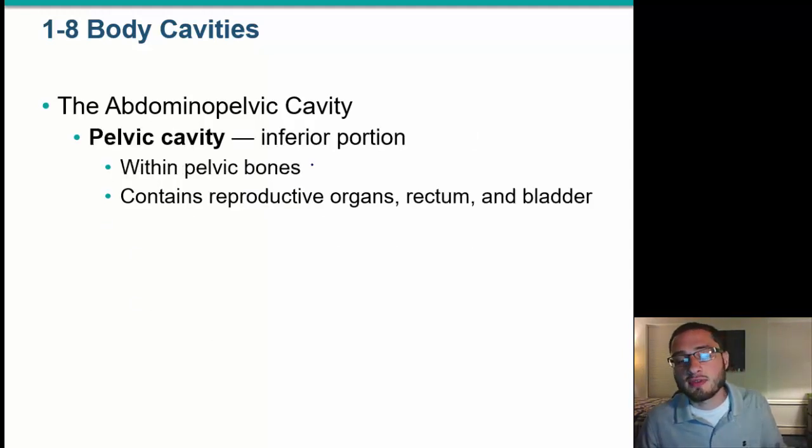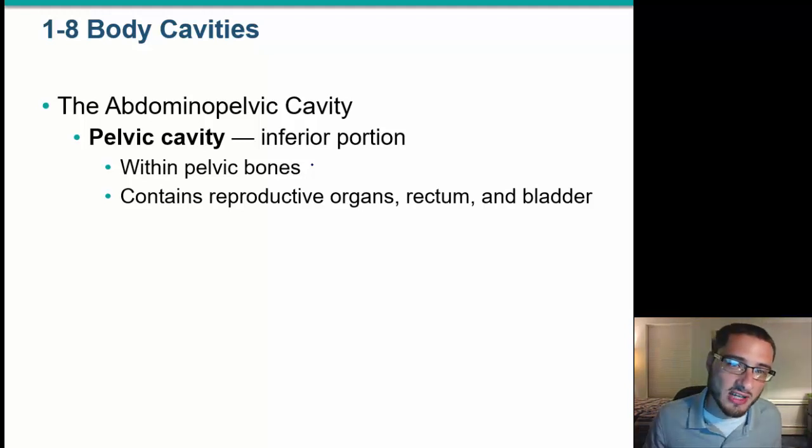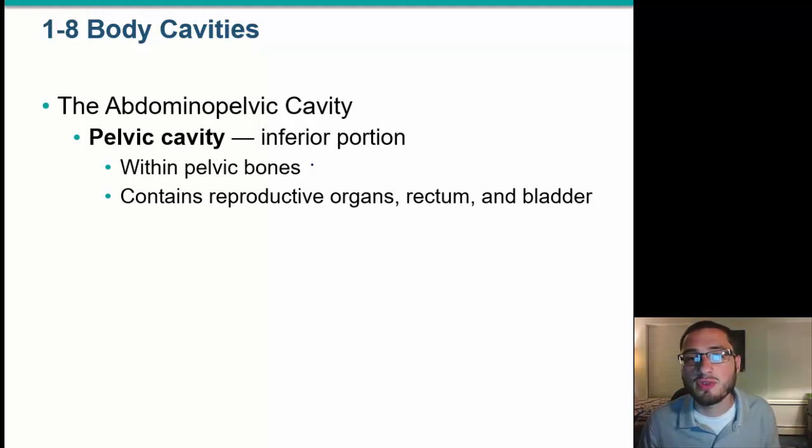So there's a lot of language within this chapter, and you have to really wrap your mind around the different body directions and what we're going to be talking about this year.